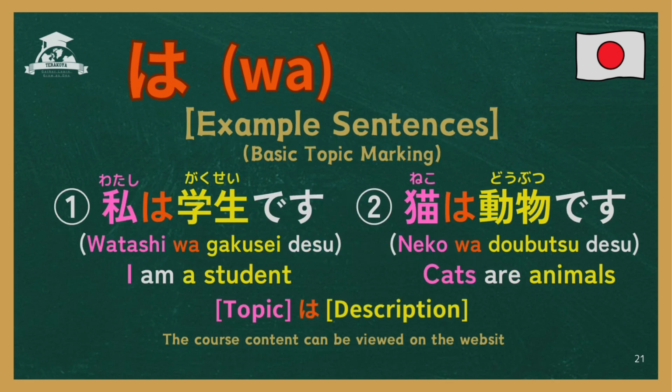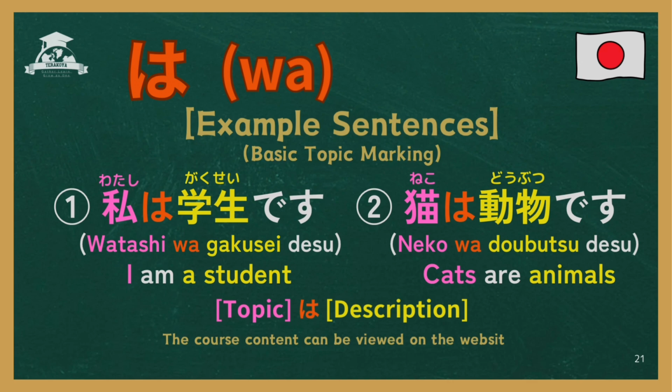私は学生です。It means I am a student. 私 is I. 学生 is student. 猫は動物です。It means cats are animals. 猫 is cat. 動物 is animal.